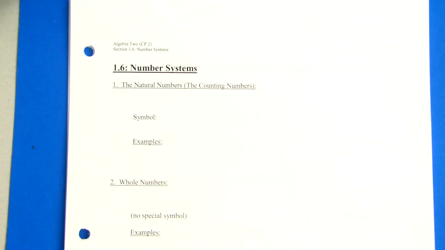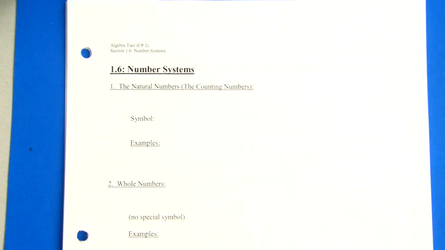So we have one final section to look at for this unit, and this section is going to be a little bit different than the rest of the chapter. Section 1.6 is about different types of number systems. And really, this section is just going to be an introduction to all the different types of numbers that will show up in this course.